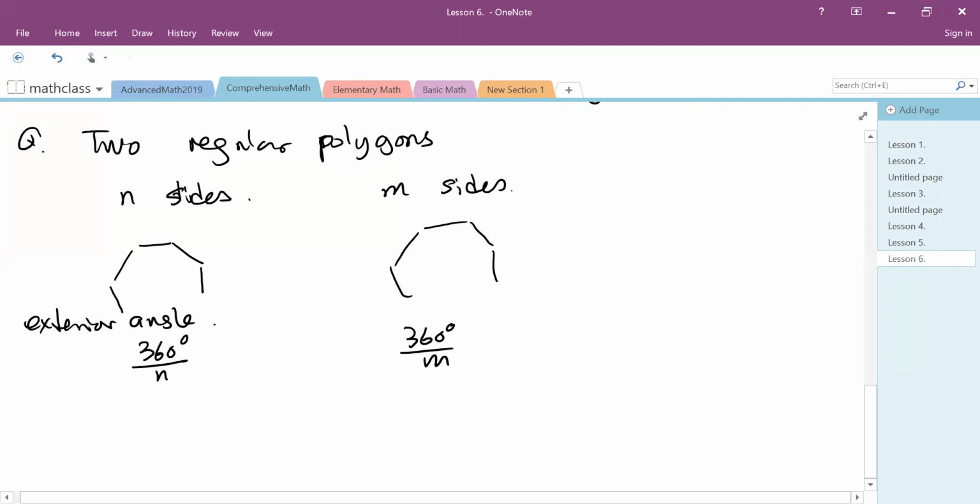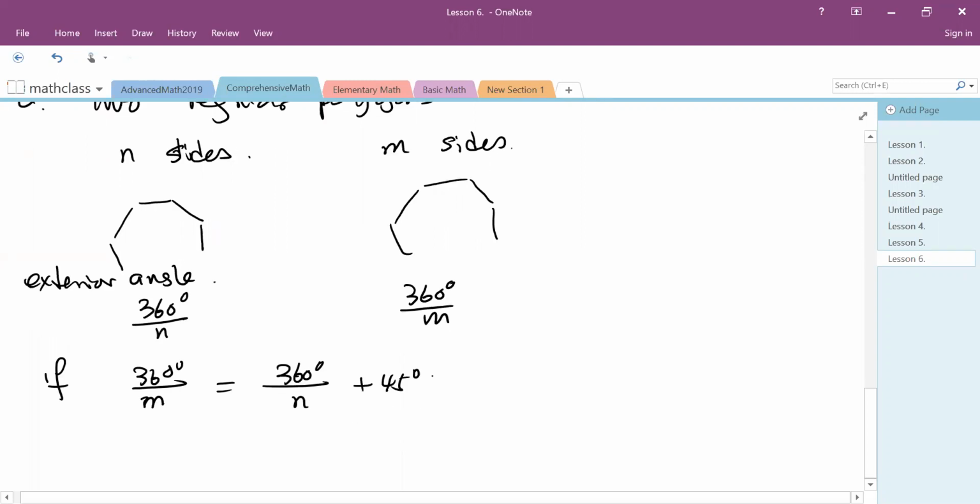Now, the question is, if the second one has 45 degrees more than the first one, does this become an algebraic problem?